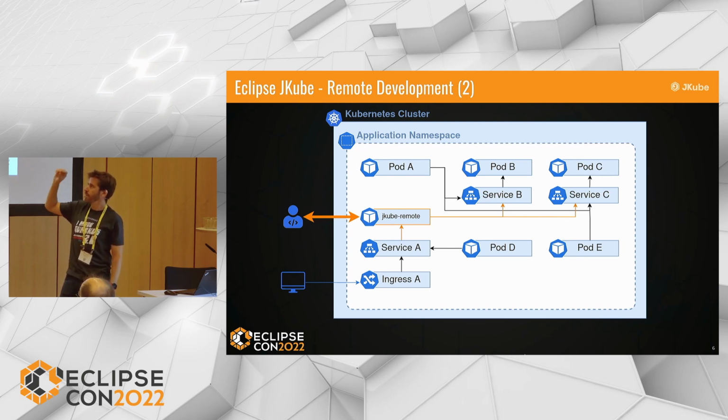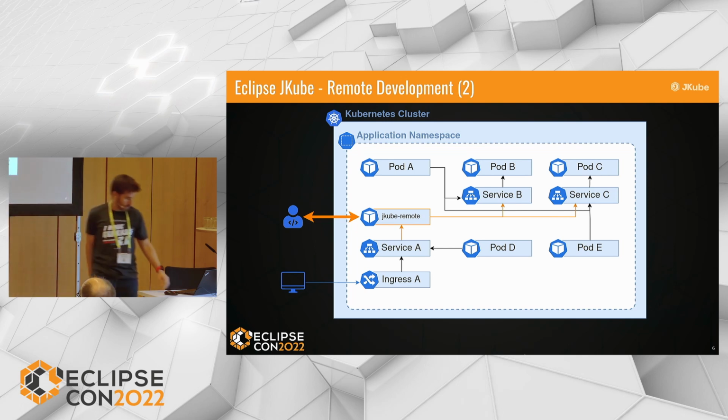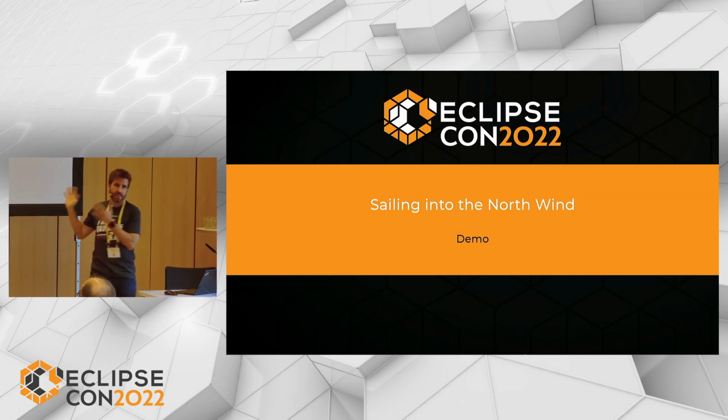So what we basically do is we deploy a new pod, which will forward traffic to your local machine. And then we'll be able to connect to the services that are exposed in the cluster, and also replace the service configuration here to expose our local machine instead of the original pod A. Once we stop the remote development session, everything would come back to normal. Okay, so if we see this in action, it would be much better.